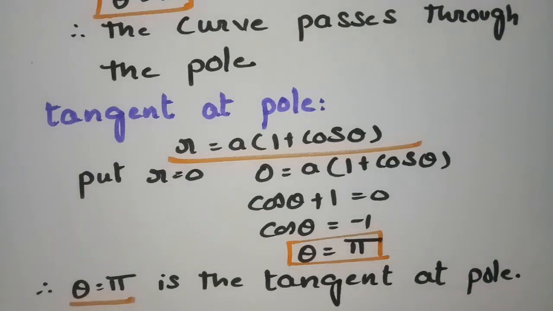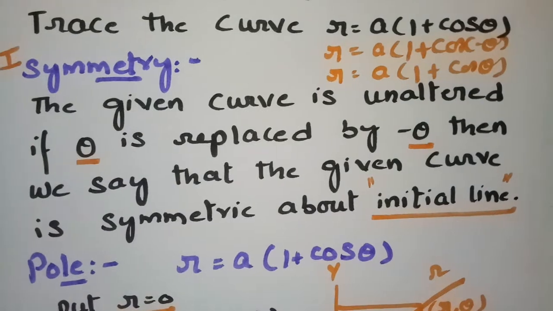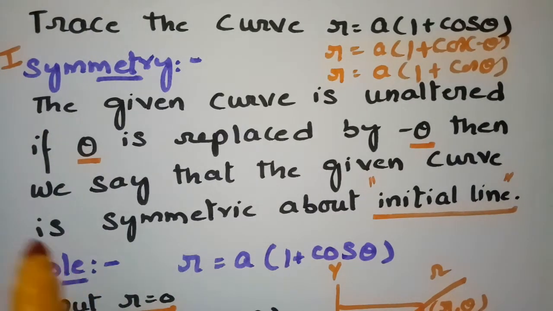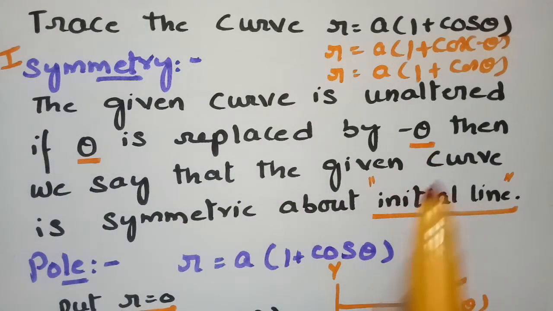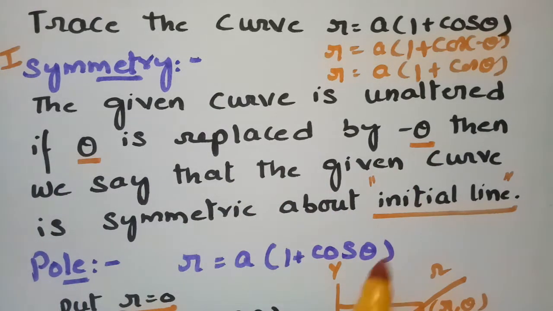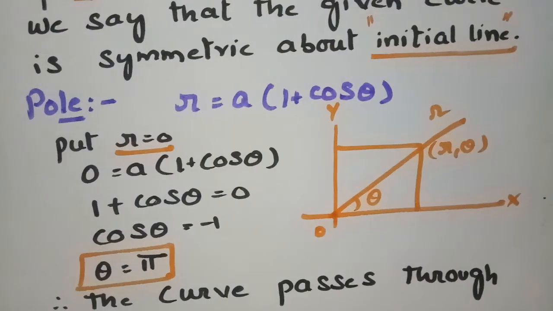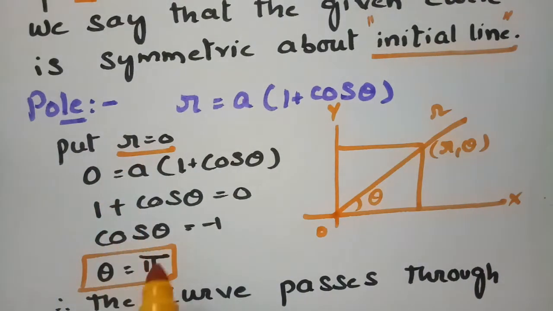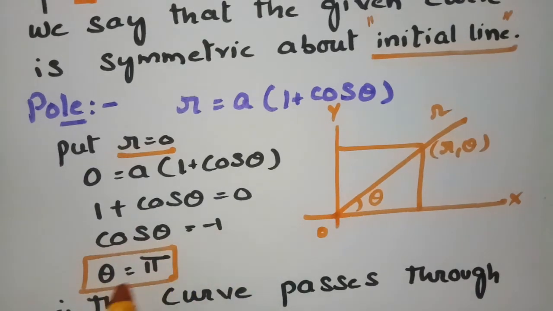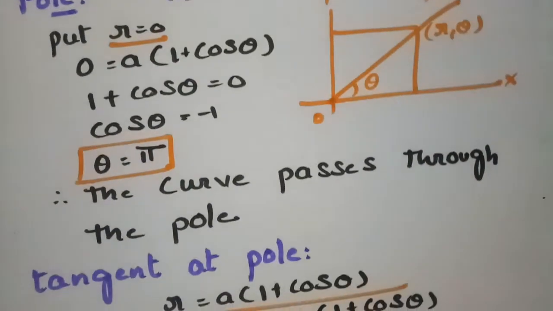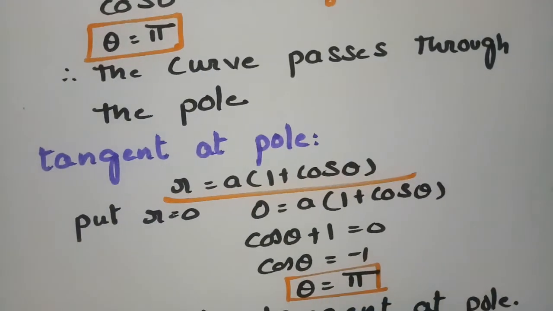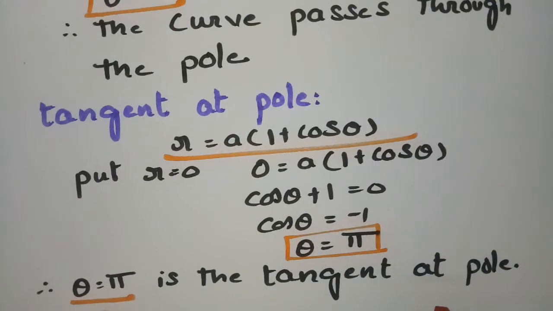And next, coming to the asymptotes. Just the first point is symmetry. The given curve remains the same if θ is replaced by −θ, then we say that the given curve is symmetrical about the initial line. And coming to the pole, we have to keep r = 0 in the given equation, so cos θ = −1 and θ = π. Therefore the curve is passing through the pole, and so we have to calculate the tangent at the pole. The θ value equal to π is the tangent at the pole.